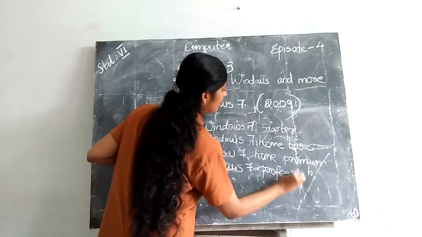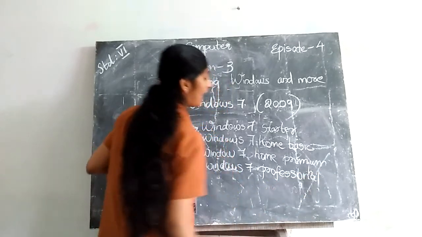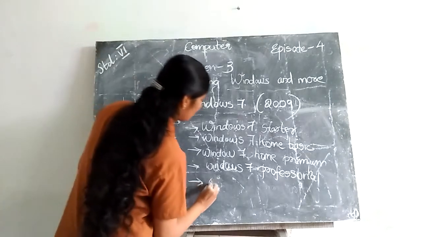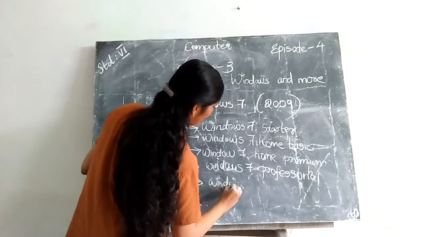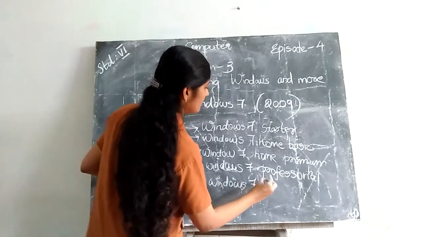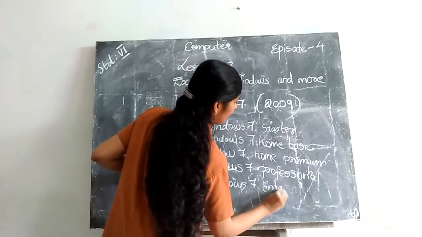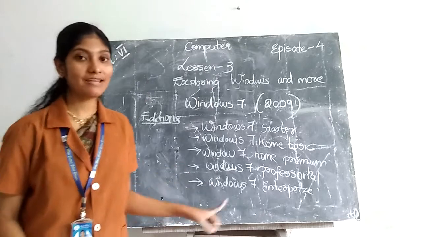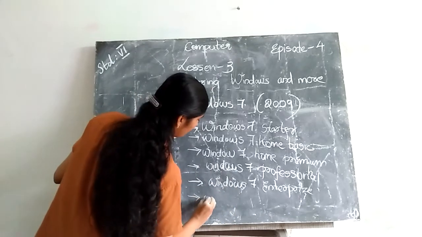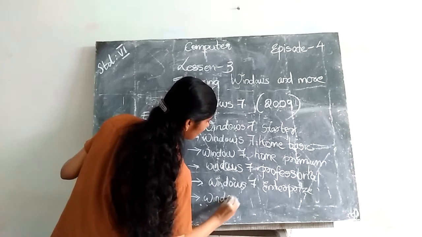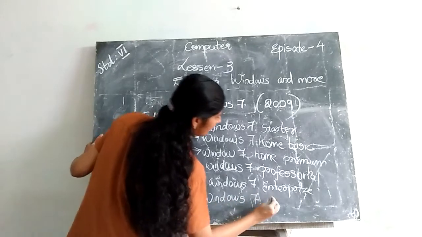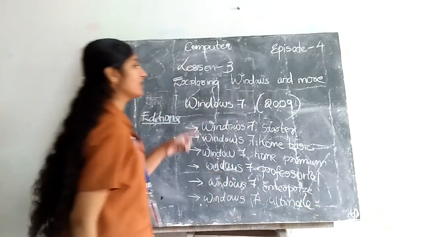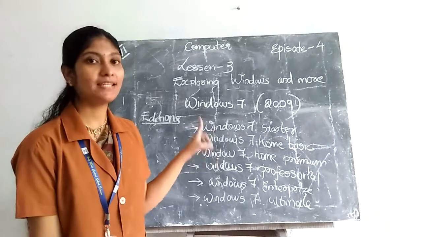The next edition, Windows 7 Enterprise. Right? Windows 7 Enterprise. Then the last, Windows 7 Ultimate. So these are the 6 editions of Windows 7.